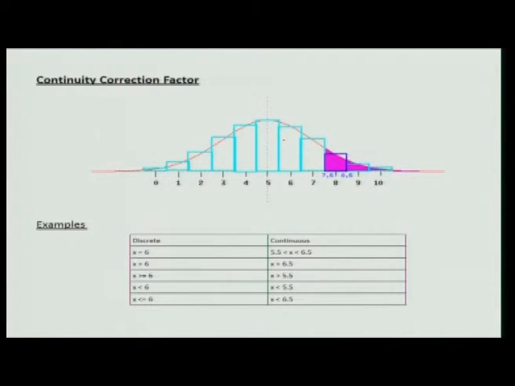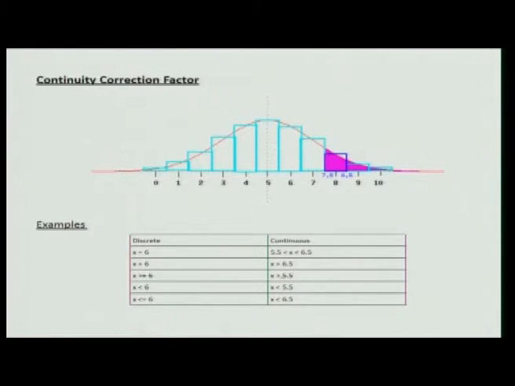Because see, the discrete situation you are now approximating by a continuous situation. Then, as I said, x greater than 6 would be x greater than 6.5, and if x is greater than or equal to 6, then you are including 6, so you will have to go a little further down, right. That means you will have to start from 5.5. If it is x greater than or equal to 6, then you will begin from 5.5.